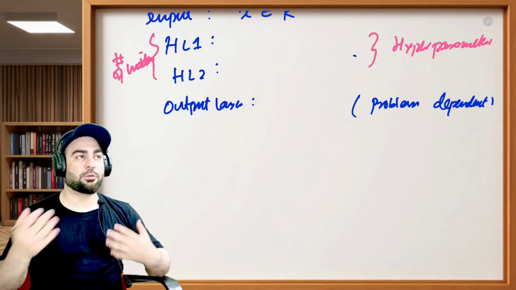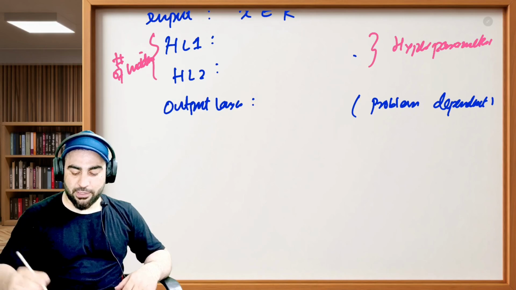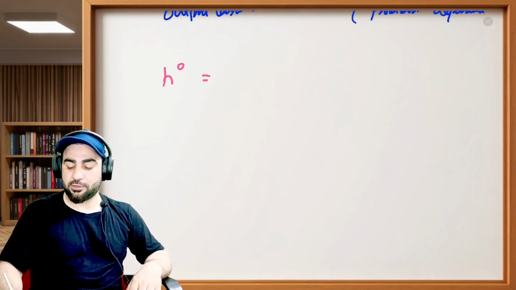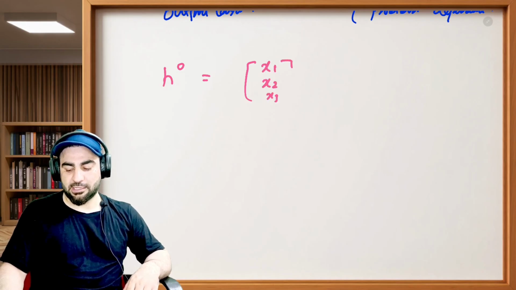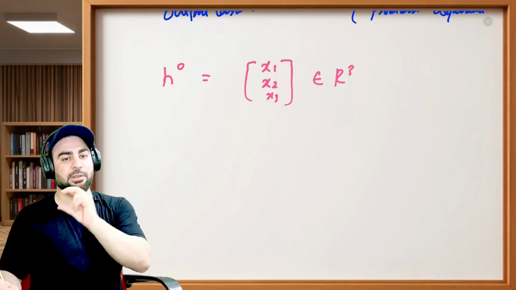And then you also have to see what output activation to use. Let's suppose the input looks like this. h of 0 will always represent the input, so the input will be x1, x2, x3. Consider this as an input example. So this belongs to R3 in this case. Each input example will look something like this.